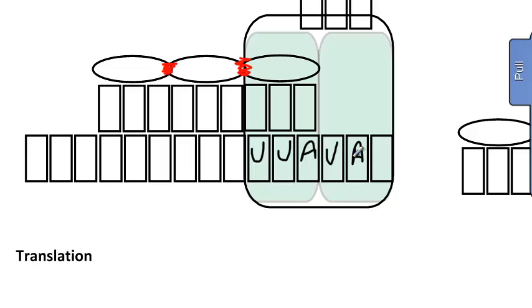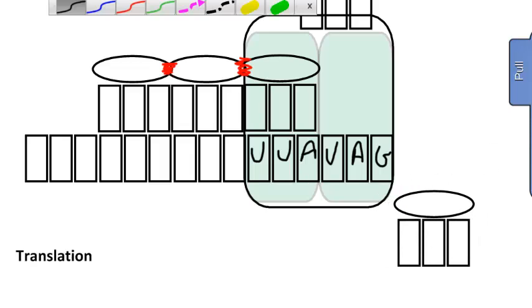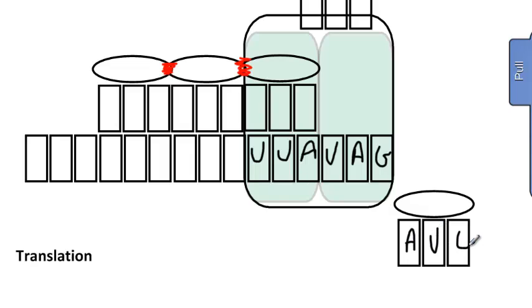UAG. On the tRNA anticodon, UAG codes with AUC, and again, that's a stop codon. It does not code for an amino acid. Okay, we'll put that in the right spot.